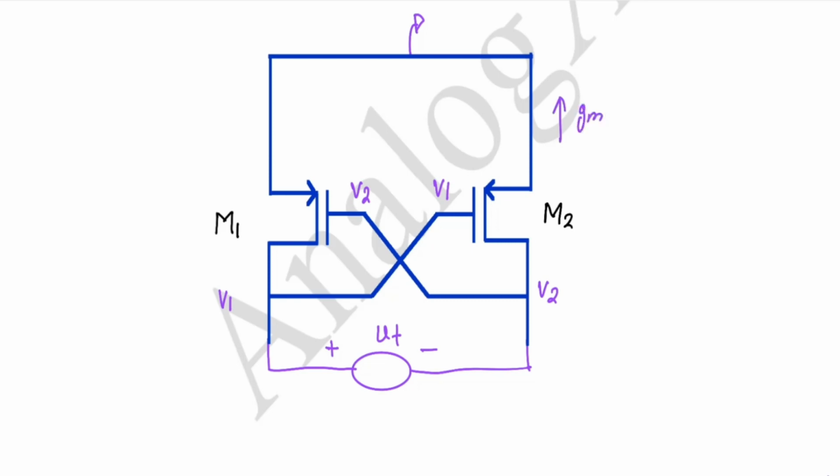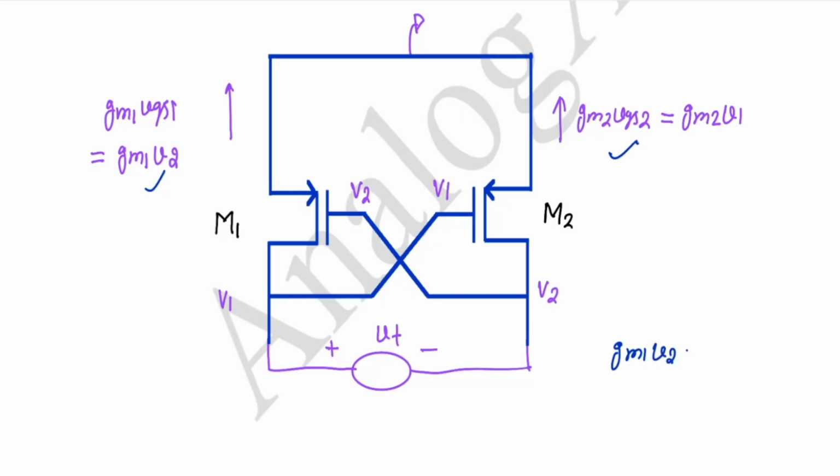So what will be this current? This current will be GM2 VGS2. That will be equal to GM2, and what is the gate voltage of M2? That is V1, and source voltage is 0. Similarly, this will be GM1 VGS1 equal to GM1, and VG1 is V2. So that will be GM1 V2. Now this current and this current will be equal and opposite, so we can write GM1 V2 equal to minus GM2 V1.